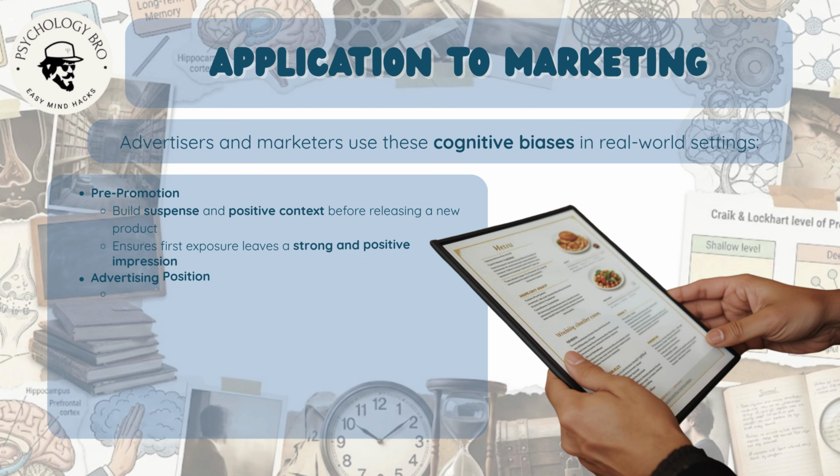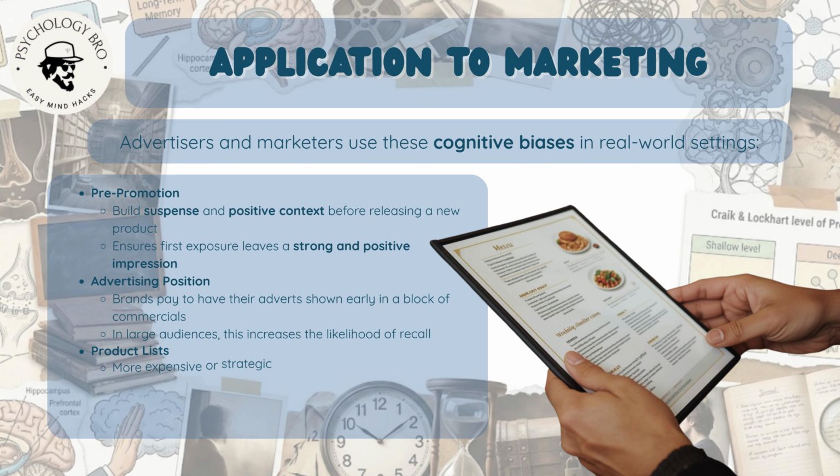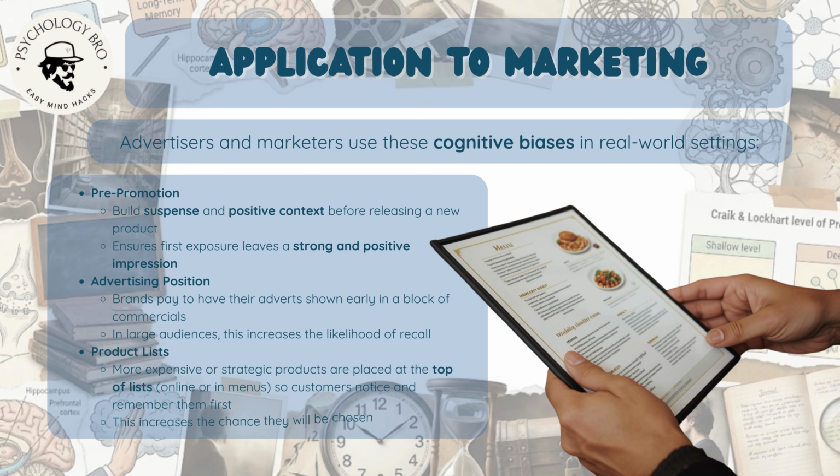Marketers and advertisers actually use these cognitive biases against us in the real world. They use the primacy effect through pre-promotion, building suspense before releasing a product so your first impression is strong. They also pay a premium for advertising position, ensuring their adverts are shown early in a commercial block for better recall. Finally, strategic product lists place the most expensive items at the top of a menu or web page so customers notice and remember them first.